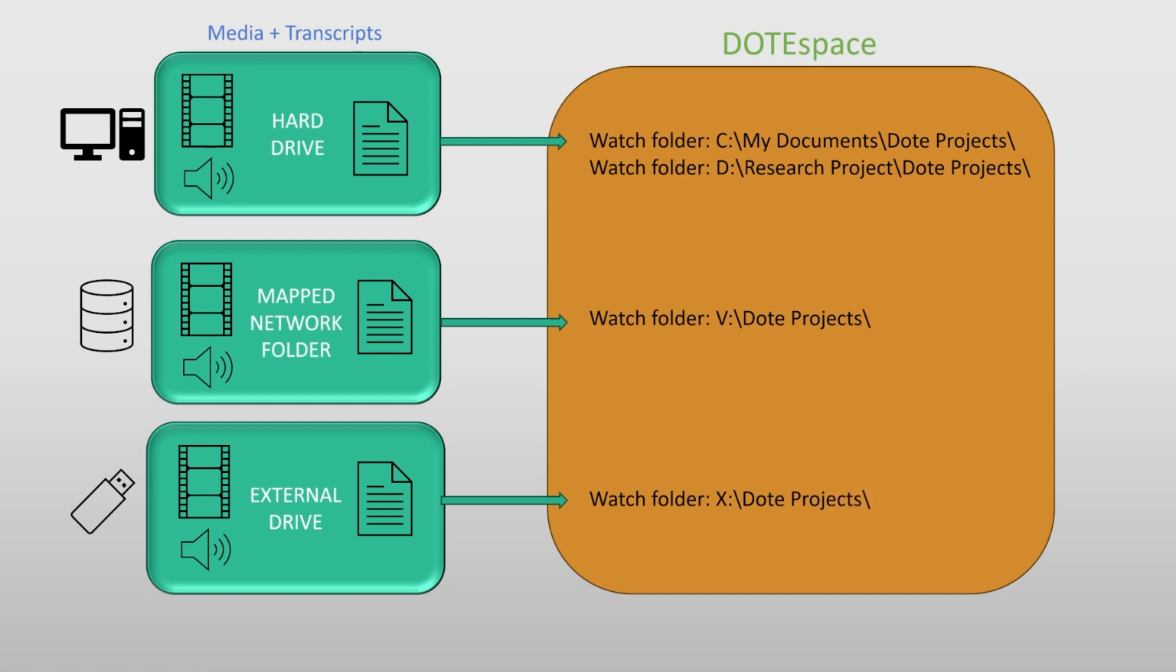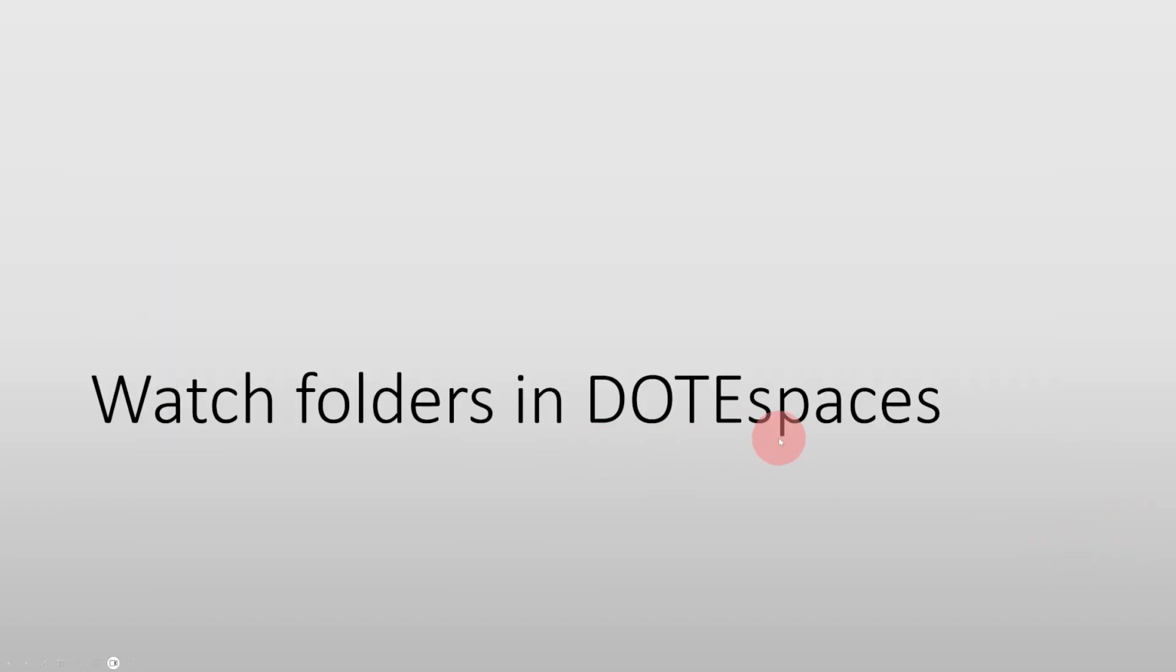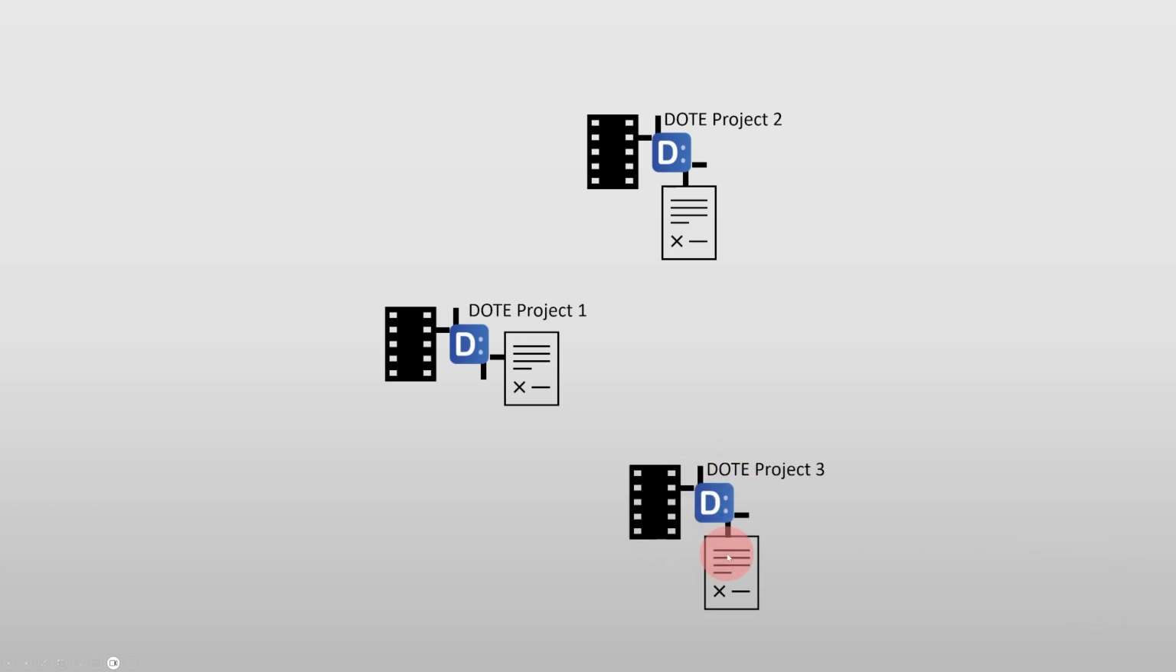So you're not punished if you happen to have lost a drive or mislaid it, or somebody's borrowed it, or a drive is offline. And then thinking about watch folders and how you assemble your DOTE spaces. So here we see, here is a DOTE project with some transcripts and media here. Here's another one, totally separate, in another space somewhere, on another drive maybe. And here's a third one somewhere else. Now those we could assign into different DOTE spaces.